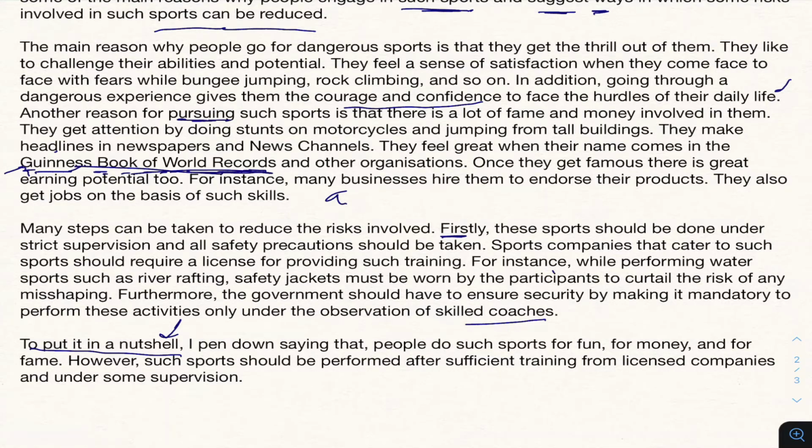I penned down saying that people do such sports for fun, for passion, for money, and for fame. And that's with any other sports, but extremely dangerous sports are not everyone's cup of tea. So they will only do it if they actually like that sport, if they actually want to earn money and all those kinds of things. However, such sports should be performed after sufficient training from licensed companies and under some supervision. So I basically took the same ideas that I discussed in my second and third paragraph and jotted them down in my last paragraph. Obviously not word by word, but exactly the same thing, just paraphrasing it a bit.